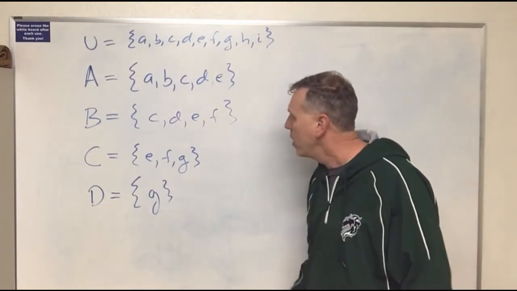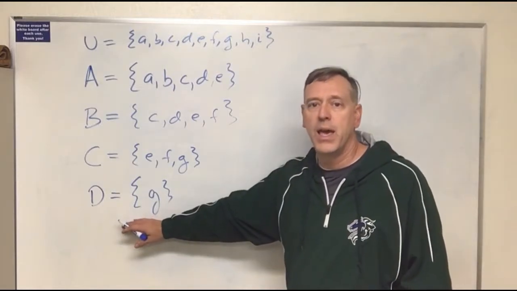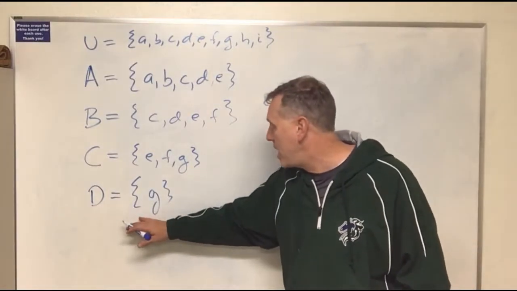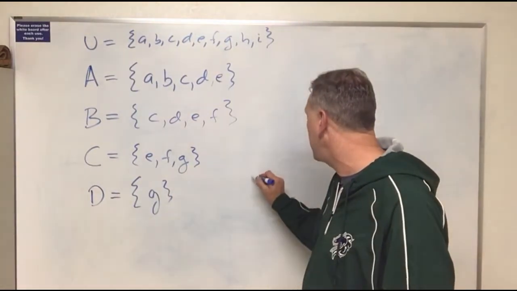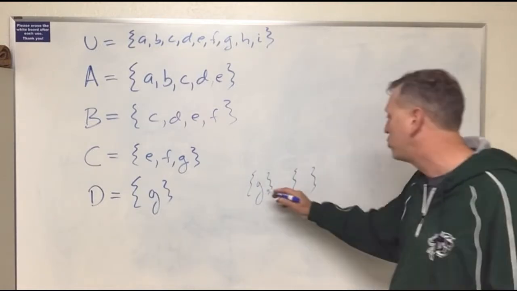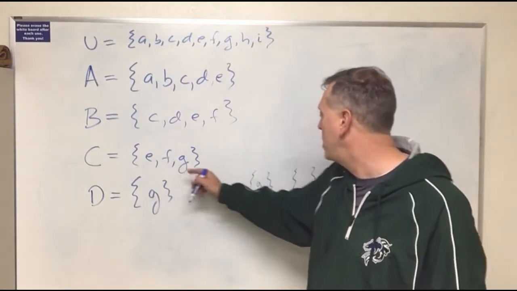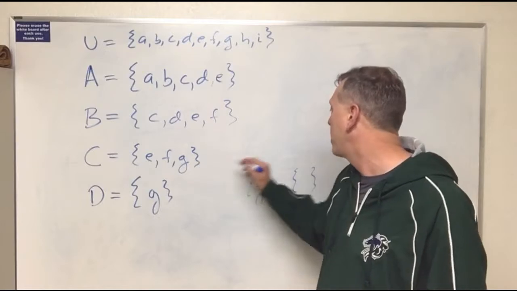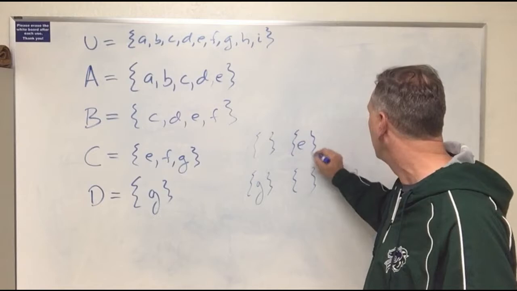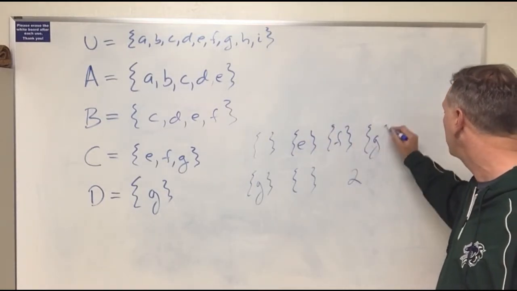is the number of subsets that you can make out of a set. For instance, with D, we can make the set D itself, G, and we can also have an empty set. So we have 2 items. In this one here, C, we can make subsets. We could have the empty set. We could have the set E. We could have the set F. We could have the set G.